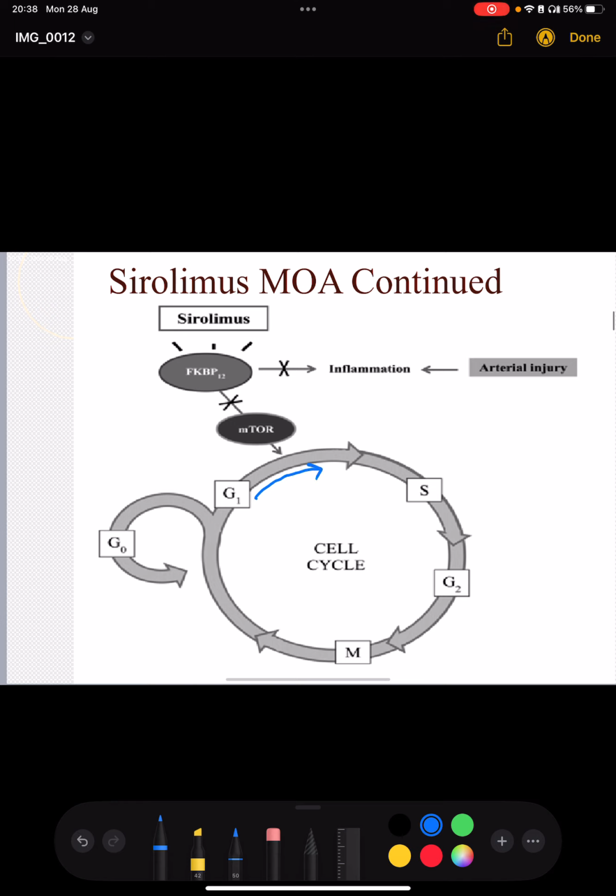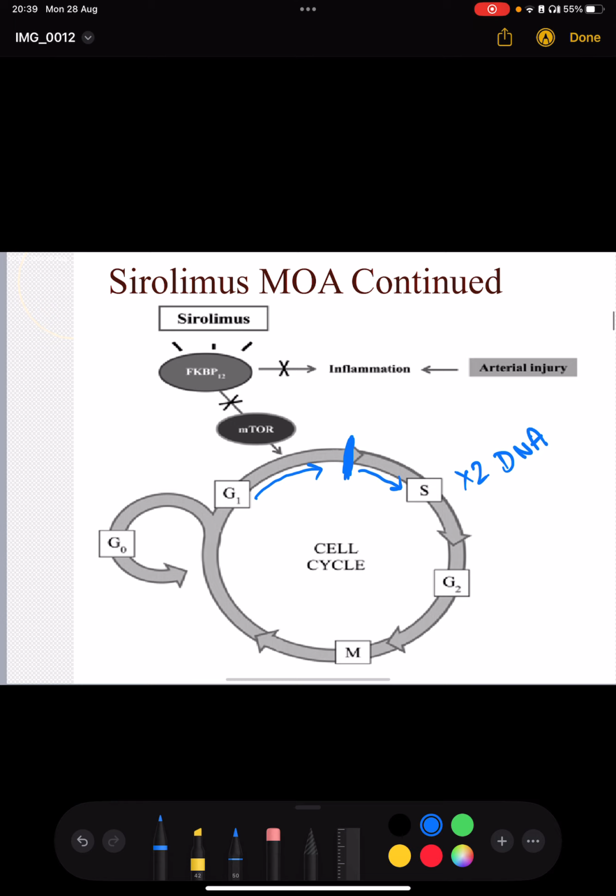Now, when a cell moves from G1 to S, there's an important check over here. So there are checks and balances. The check is whether the cell is ready to proliferate, whether the cell is ready to duplicate its DNA or not. mTOR decides that. When sirolimus binds to FKBP12, it inactivates mTOR. Once mTOR is inactivated, the cell is not allowed to move into S phase from G1 phase. It will forever be stuck in G1 phase. Hence, there will be no DNA replication. If no DNA replication, then there is no cell division and its proliferation is halted. So that's why it is an anti-proliferative drug.